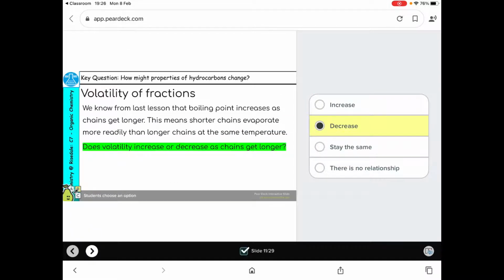So we know from last lesson the boiling point increases as the chains get longer. This means shorter chains evaporate more readily. So does volatility increase or decrease as the chains get longer? So volatility is your ability to become a gas. Then this must decrease as the chains get longer. It is harder for the longer chains to become a gas.